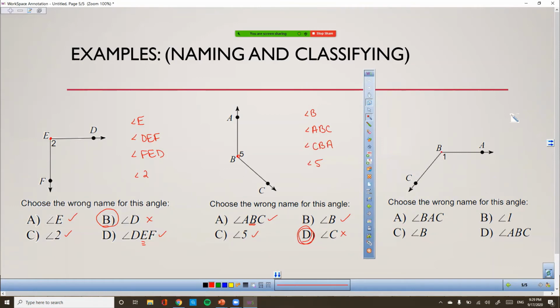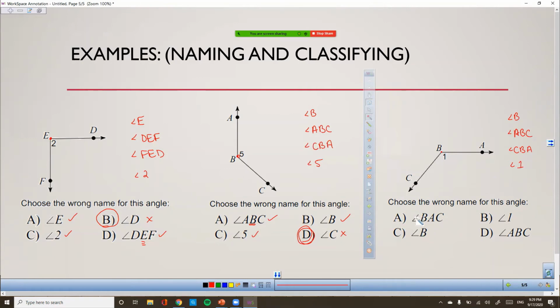In this case, it's angle B. Second, I can name it by the 3 points with my vertex point in the middle. So it could be angle ABC or angle CBA. And lastly, I can name it by the number. So angle 1. So let's see which one is wrong.